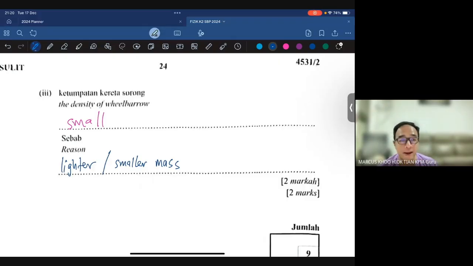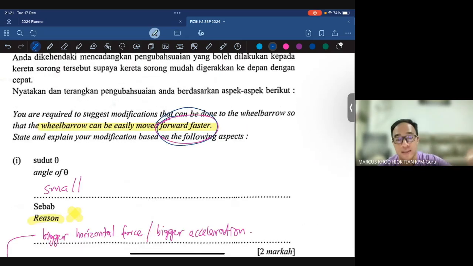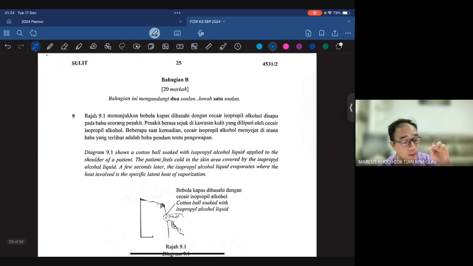Okay, smaller mass, yeah, smaller density generally means smaller mass. Okay, and because you have a smaller mass, I'm just going to go a little bit forward. Bigger acceleration. Okay, because at the end of the day, we still want the wheelbarrow to move forward faster. So, bigger acceleration, I think that's fine lah. What's the time? 24. Okay.